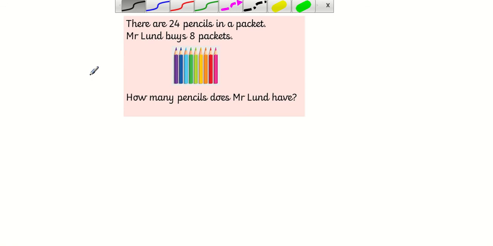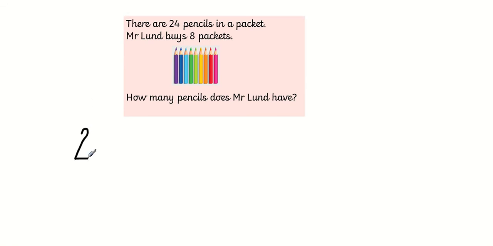Let's start then. We have got 24 pencils in a packet. 24. And he buys 8 packets. So I could do 24, 24, 24, 24, 24, 24, 24, 24. That's a little bit excessive. Let's find a more efficient method. We're going to do 24 times by 8.